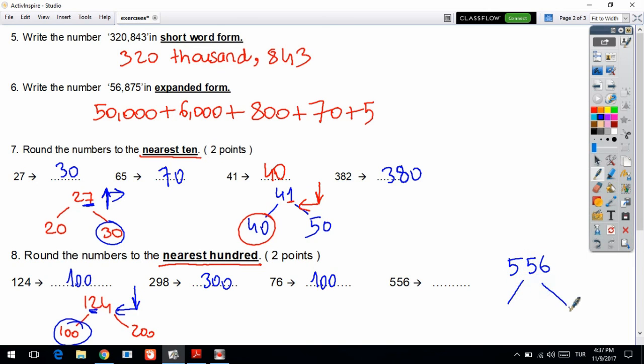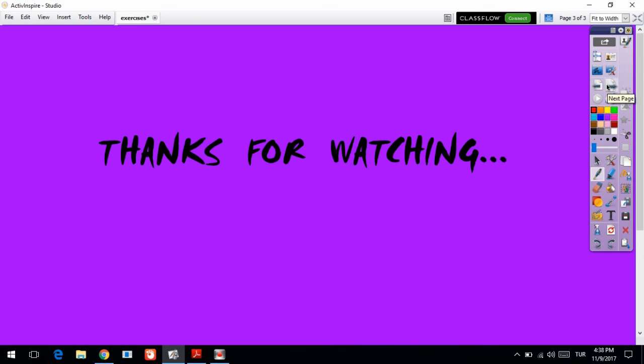Last question for you to understand well. 556. Let's write your number between 2 multiples of 100. Before 556, 500. After 556, 600. Now let's see which one. Let's look at the tens digit. If your tens digit is 5 or bigger than 5, you round up. When you round up, you move to the right. Your answer must be 600, so I am writing 600 here. That's enough for you. Thanks for watching.